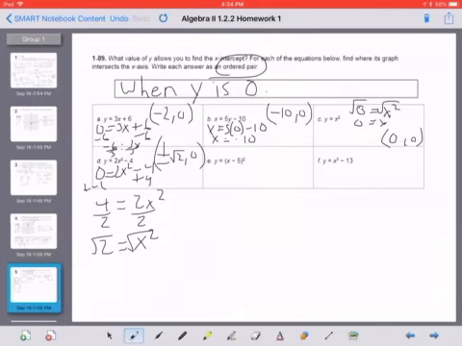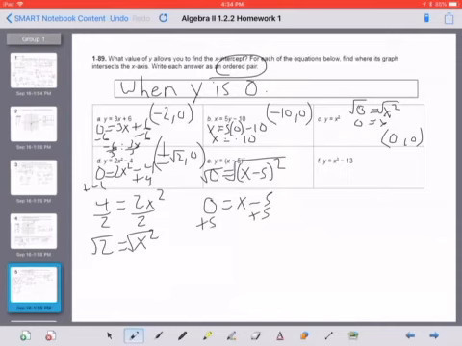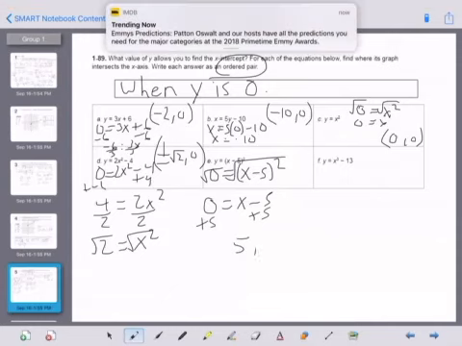So then for E, plug in 0. We get 0 equals x minus 5 to the second power. Take the square root of both sides. So you get 0 equals x minus 5. So we add 5. So our ordered pair is 5, 0.